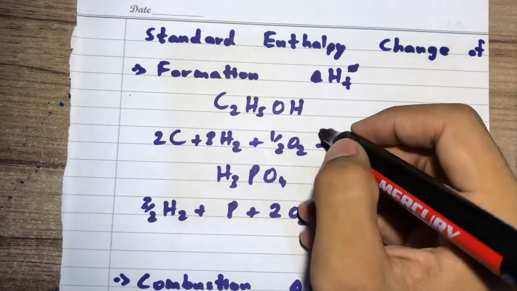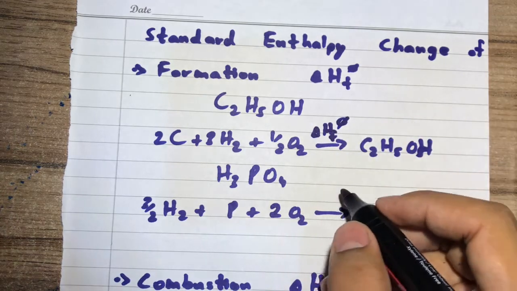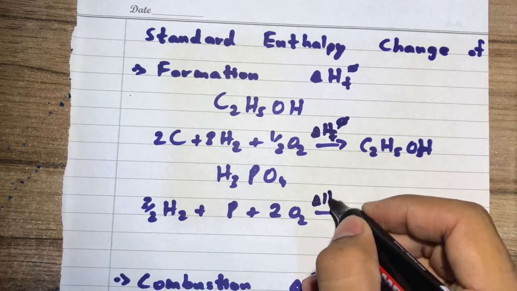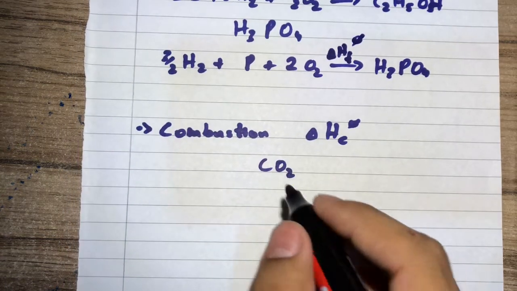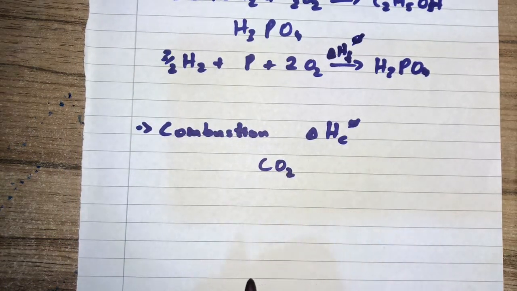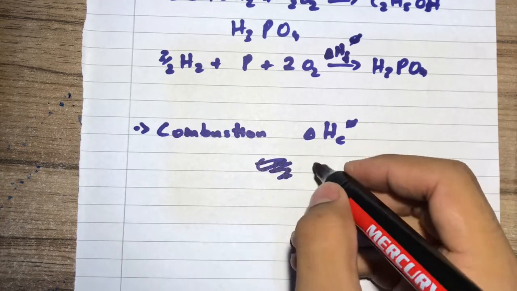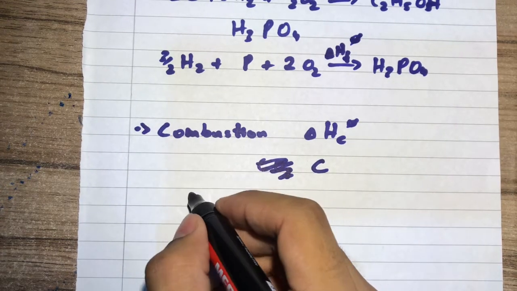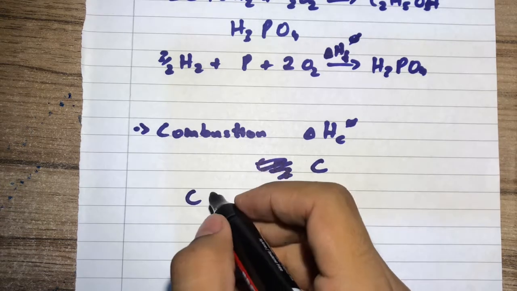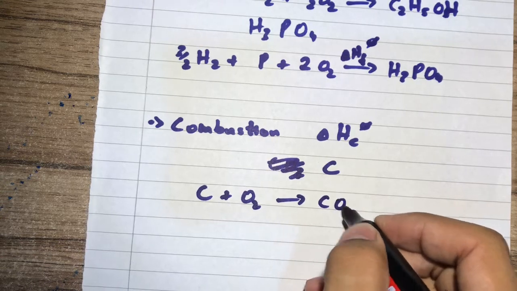One thing I forgot, we write over here delta HF phi because it is the standard enthalpy change of formation. Now for carbon dioxide, we have to form the standard enthalpy change of combustion, sorry, not carbon dioxide, carbon. Carbon dioxide won't be combusted, so carbon. So for carbon to be combusted, 1 mole of the compound has to be combusted in excess oxygen. So carbon plus oxygen forms carbon dioxide.